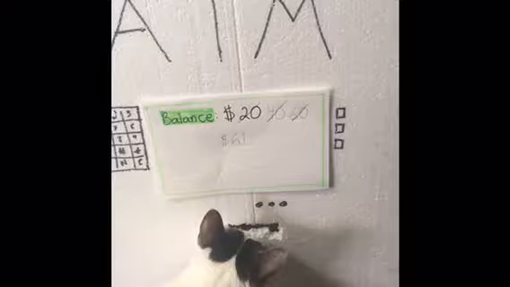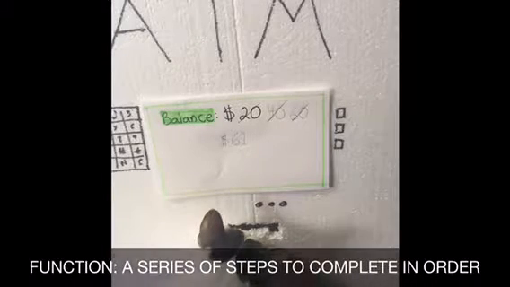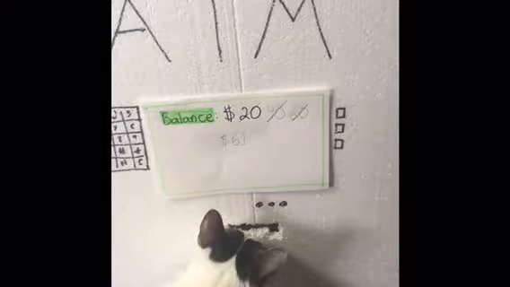Now the operation behind it, telling the computer what to do, is called a function. That's our next vocabulary word. A function is a series of steps that we can program and tell the computer what to do. Step 1, take the bill in. Step 2, read the bill to see how much it is. Step 3, add it to the balance. Then step 4, display the new balance.